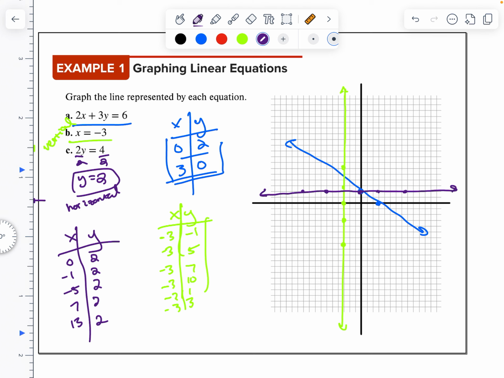So you know that any y equals line is always going to be horizontal. Any x equals line is always going to be vertical. If it's just x equals a number, it's vertical. Y equals a number, it's horizontal.